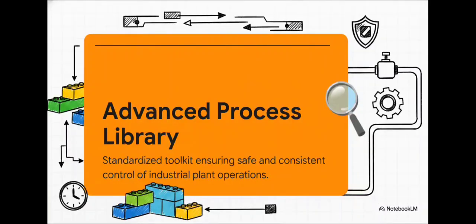So before we go any deeper, let's get our terms straight. The Advanced Process Library, or APL for short. What is it? Well, it's essentially a highly standardized modular toolkit. Automation engineers use it to make sure plant operations are safe, efficient, and consistent. Honestly, think of it like a set of highly engineered Lego bricks. It guarantees everything snaps together perfectly every single time.